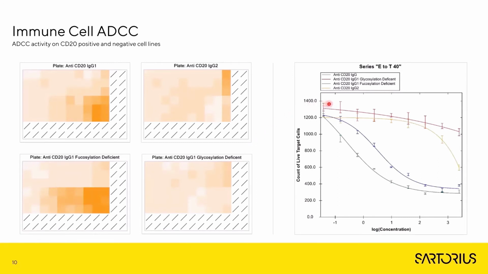We can see that the IgG2 and the glycosylation deficient variants don't induce much in the way of cell killing. However, when we look at the fucosylation deficient variant and the IgG1, we do see a significant drop-off in cell viability. So what this really allows us to perform is a mechanistic analysis, and we can then characterize our antibodies better to be able to then induce more potent cell killing responses.